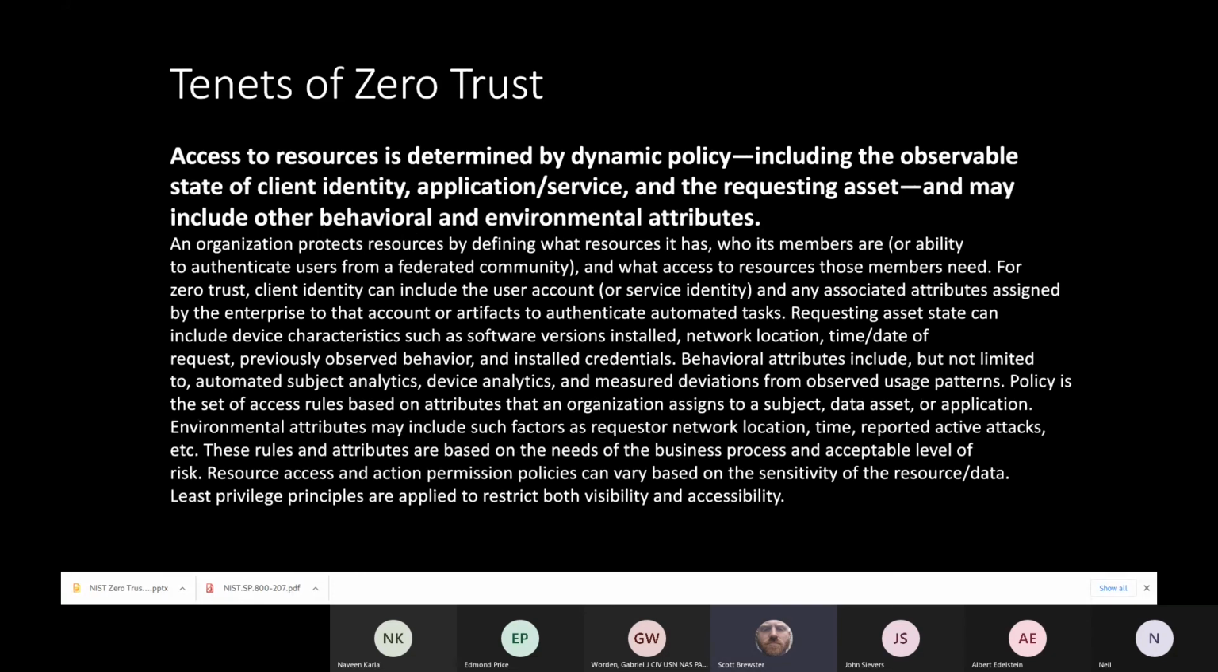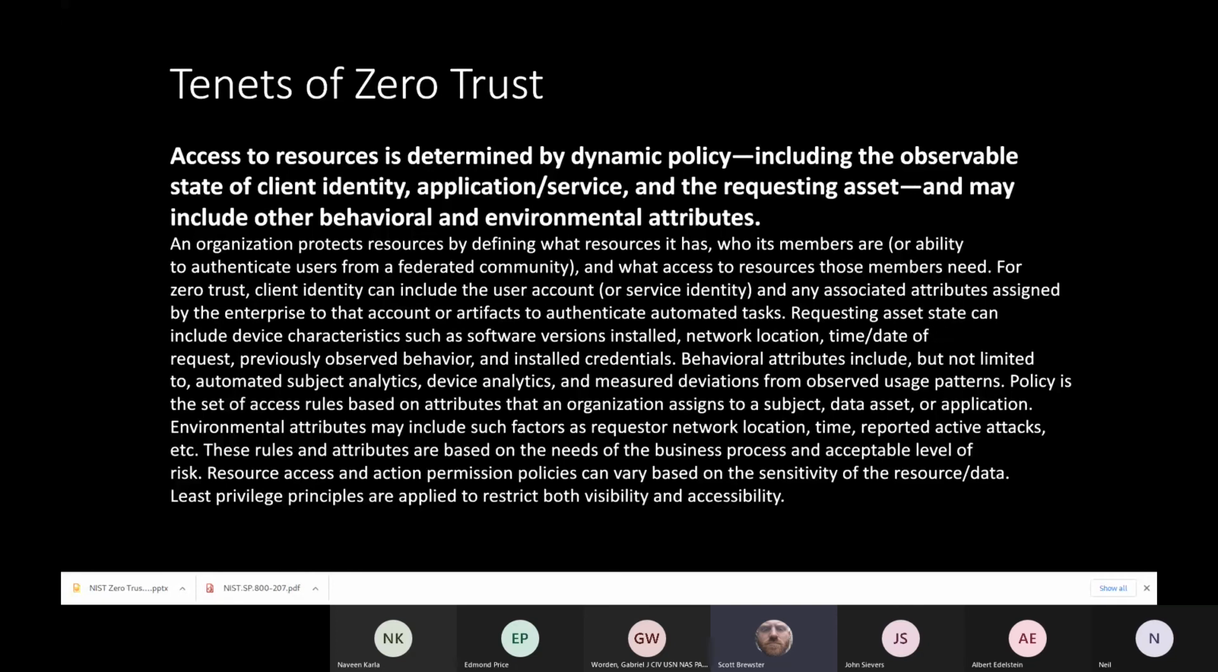Access to resources is determined by dynamic policy, including the observable state of client identity, application service, and the requesting asset, and may include other behavioral and environmental attributes. An organization protects resources by defining what resources it has and who its members are, or the ability to authenticate users from a federated community, and what access to resources those members need. For Zero Trust, client identity can include the user account or service identity and associated attributes assigned by the enterprise to that account, or artifacts to authenticate automated tasks.